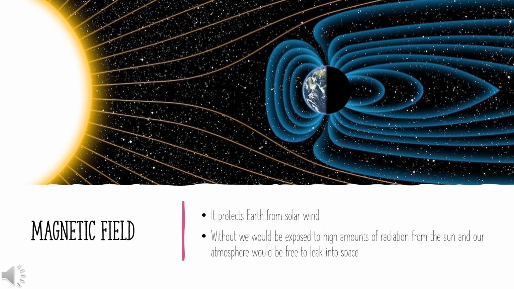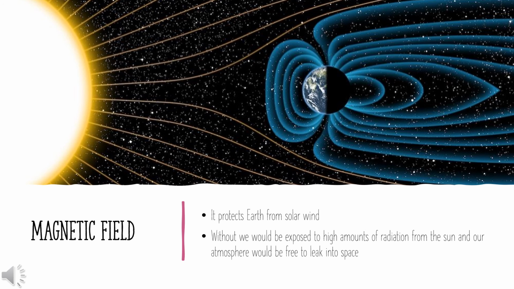So in the picture above, you can see the sun and the UV rays coming from it, and then you see Earth with the blue rays around it. That's our magnetic field that keeps the UV rays coming in, but not enough to where they will cause harm to our Earth.